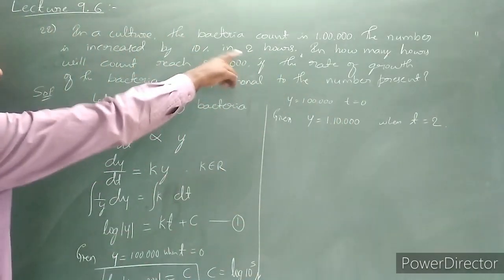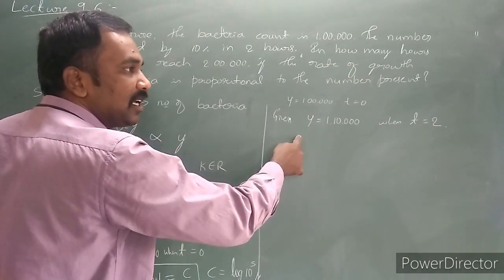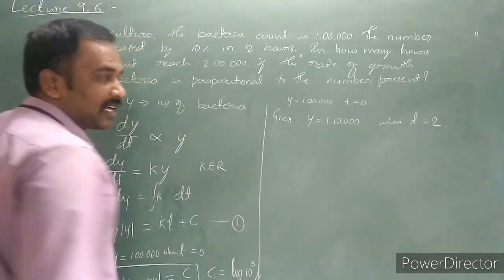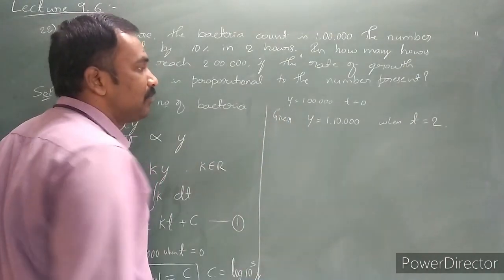10% increase in the bacteria. Is that clear? Or is it right? 1 lakh into 10 by 100, in that way also you can rewrite. I just get the rubber and directly take the bacteria.